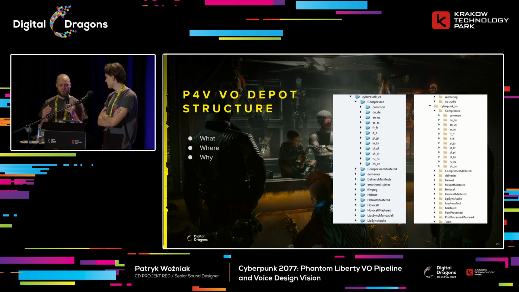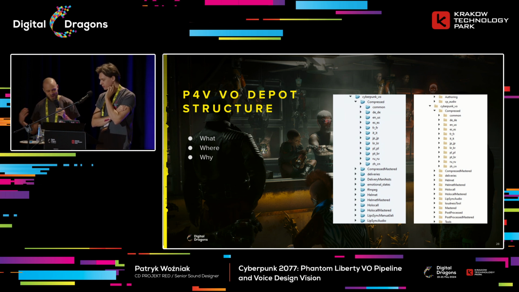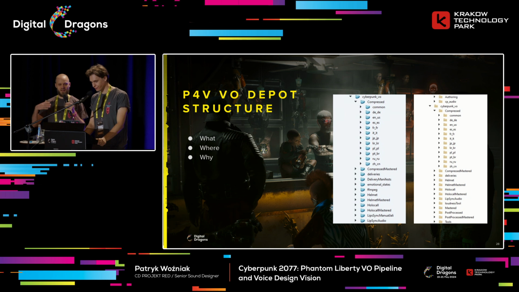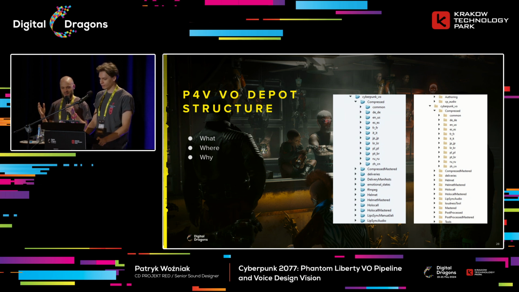And then those mastered files are normalized and end up in the compressed mastered folder, which should be called the mastered normalized folder. The same thing applies to the post-process folder and the holocall folder and the helmet folder, et cetera, et cetera. And this is essentially a misunderstanding and miscommunication between people who have different understandings of what words mean. So compressed to an audio designer means something entirely different to a programmer. And this ended up with these weirdly named folders that don't really make sense. But, you know, communicate what you mean by certain words, lesson learned.